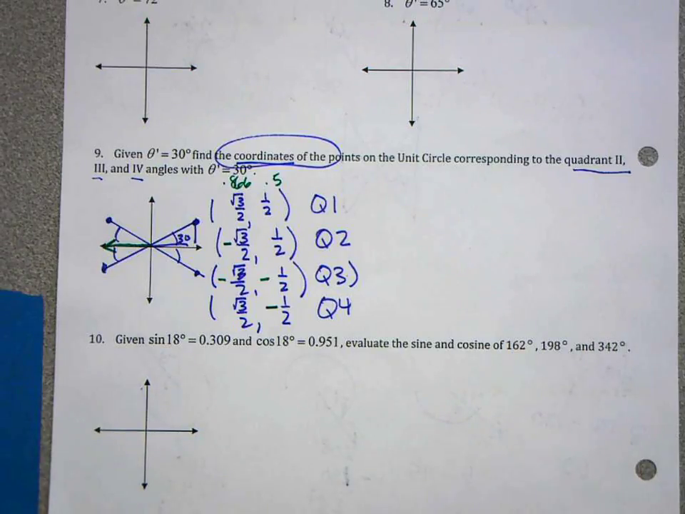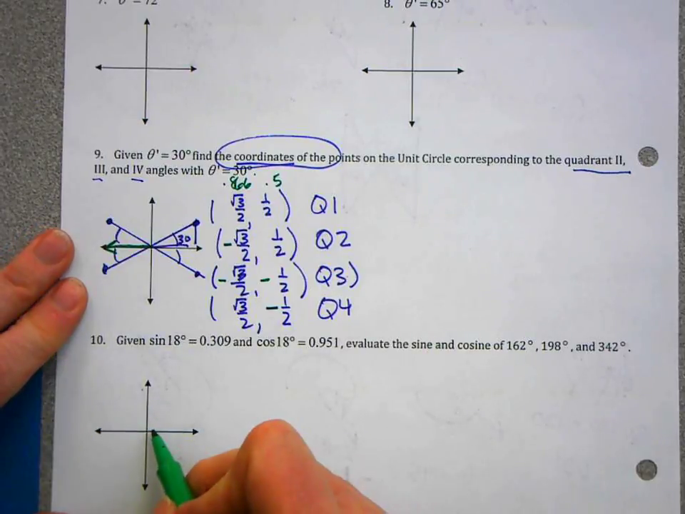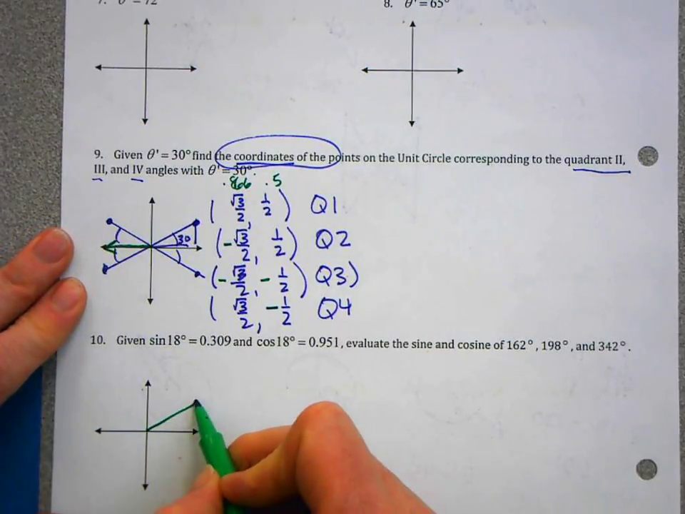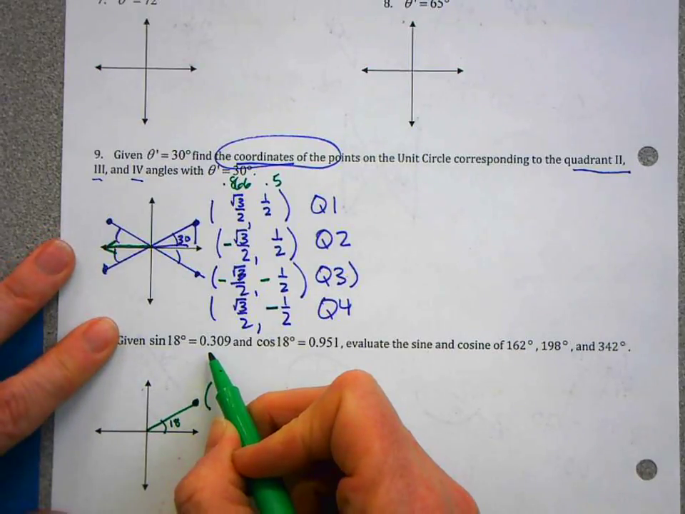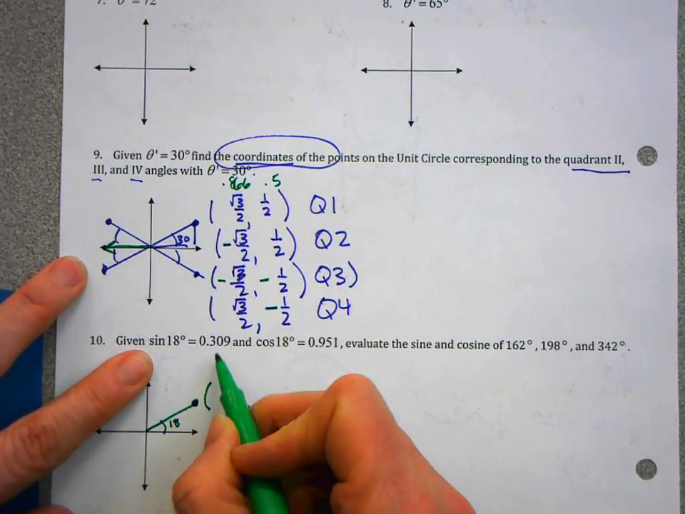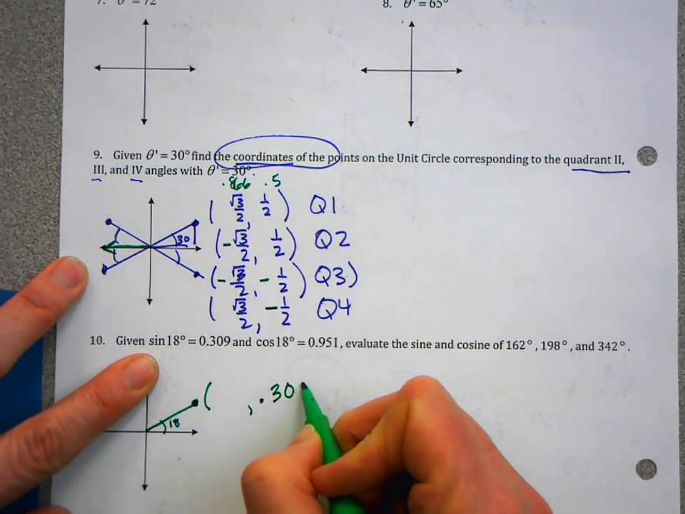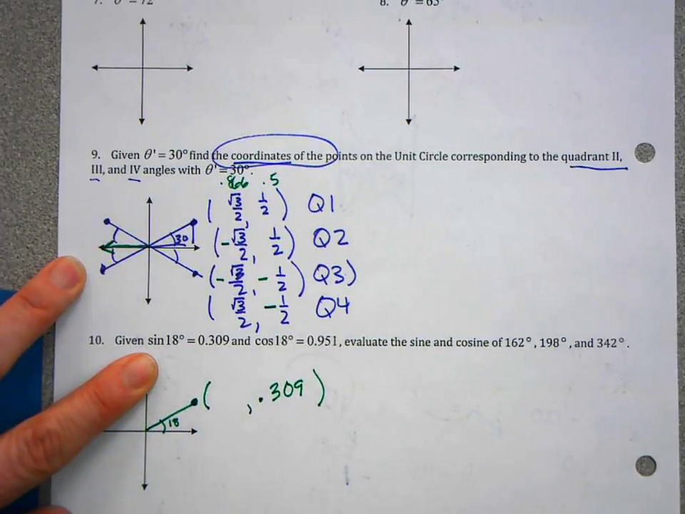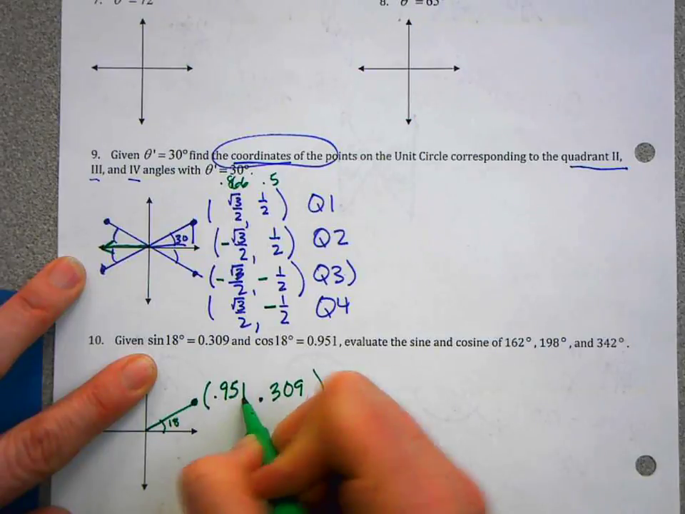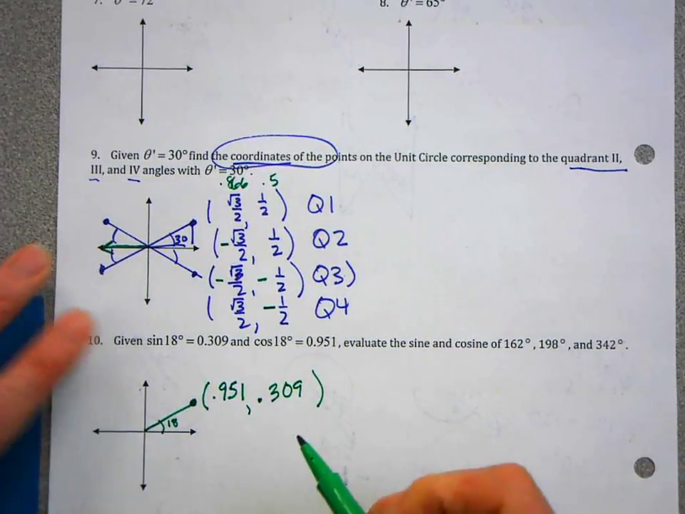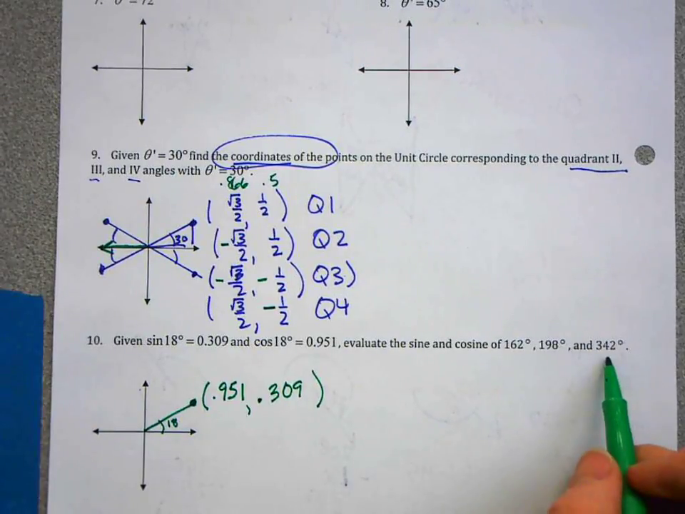Now, let's look at this. Same kind of problem. The sine of 18 degrees, so let's draw 18 degrees. There's a point, 18 degrees. What it said is that the sine of 18 degrees is 0.309. You know that that's the y value, 0.309. And the cosine is 0.951. Now, evaluate the sine and the cosine of 162, 198, and 342.